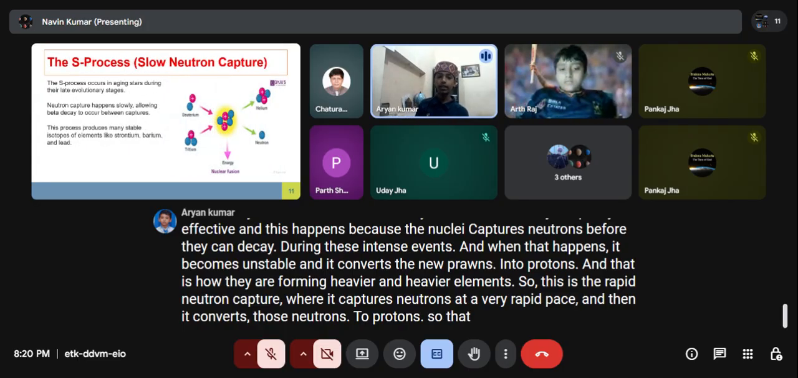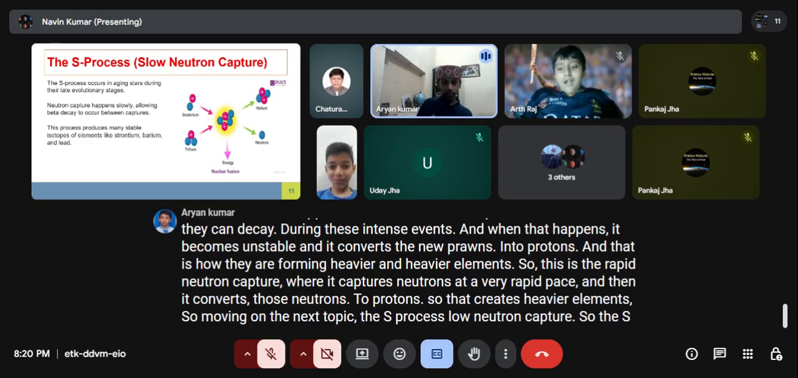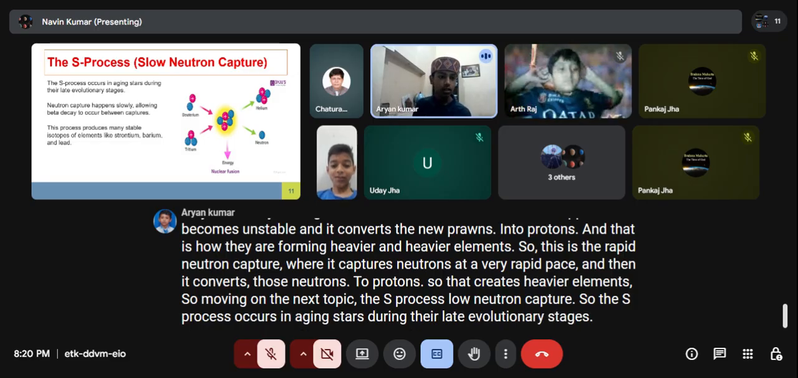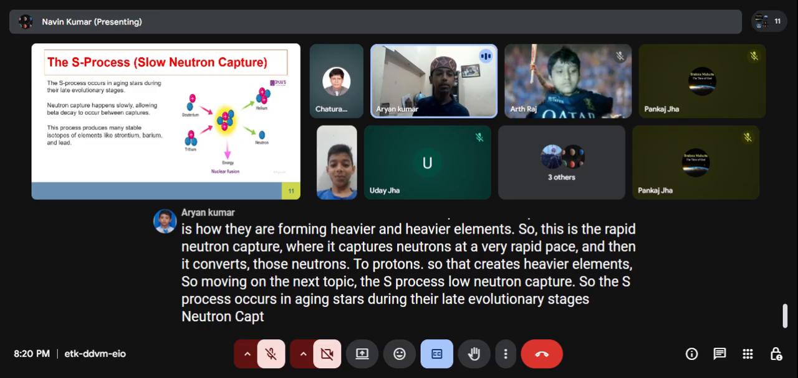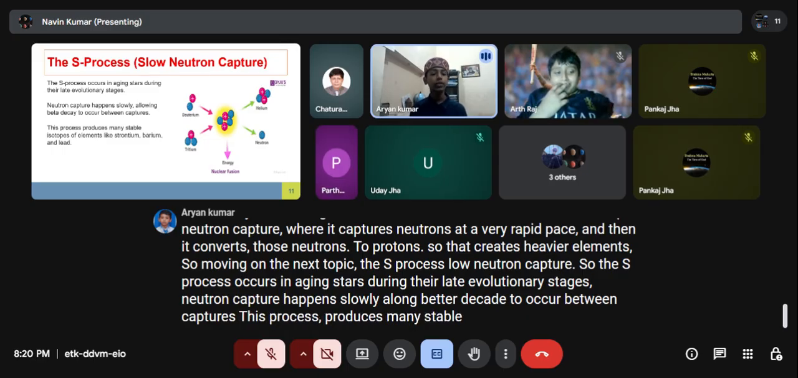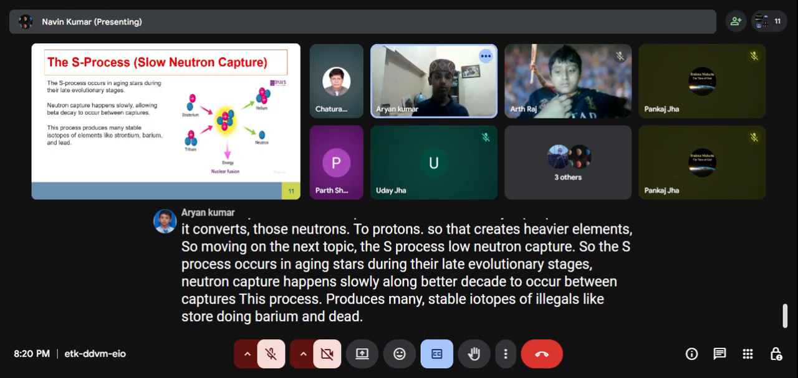So that creates heavier elements. Moving on to the next topic, the S process, slow neutron capture. The S process occurs in aging stars during their late evolutionary stages. Neutron capture happens slowly, allowing beta decay to occur between captures. This process produces many stable isotopes of elements like strontium, barium, and lead.